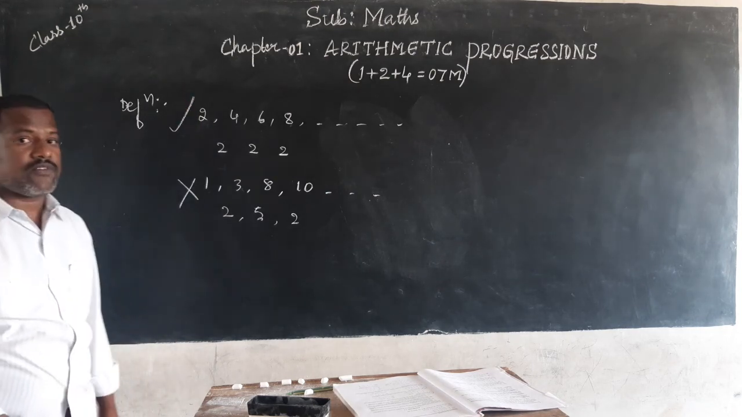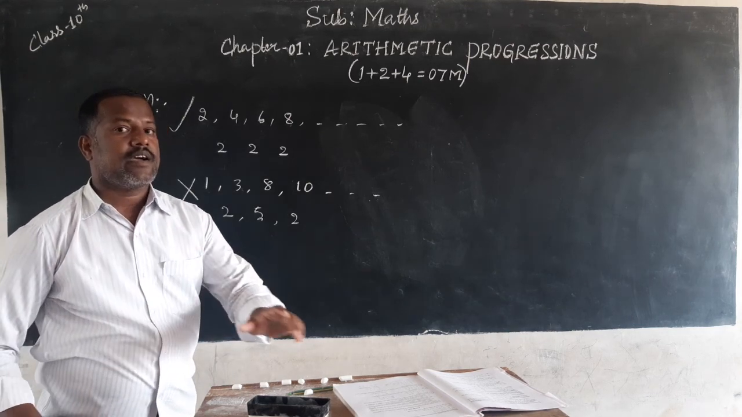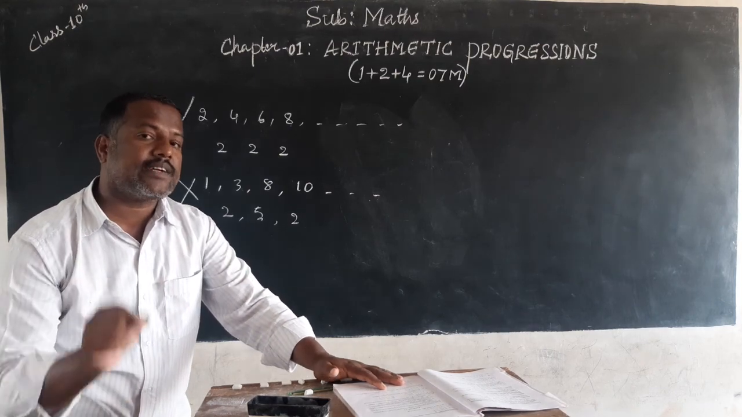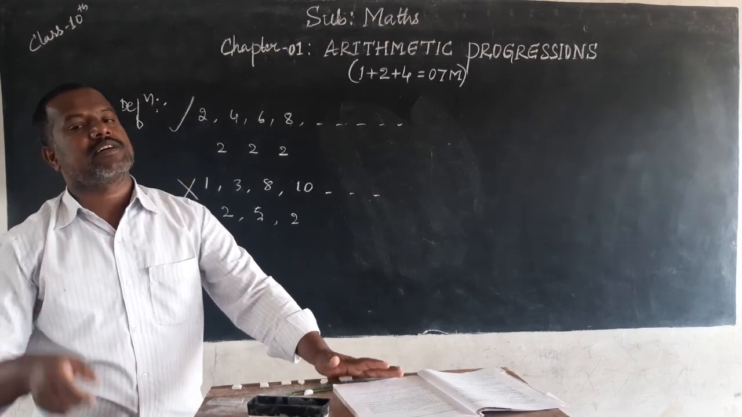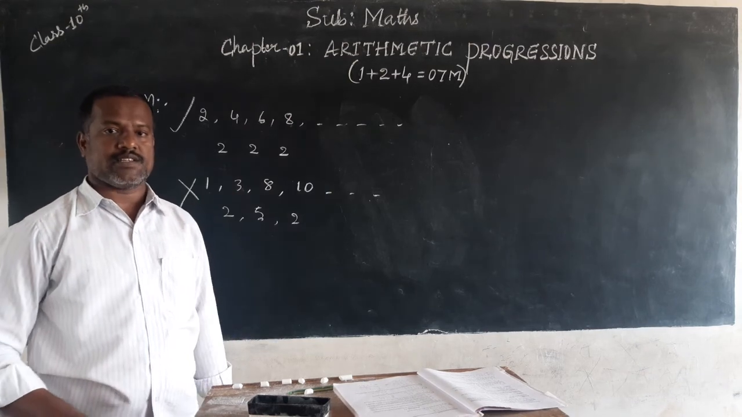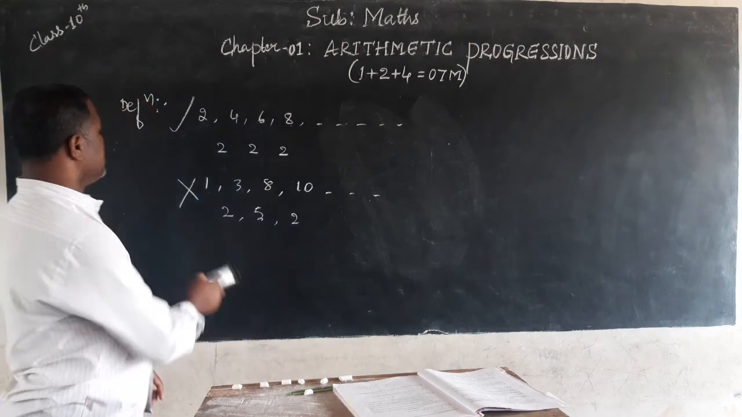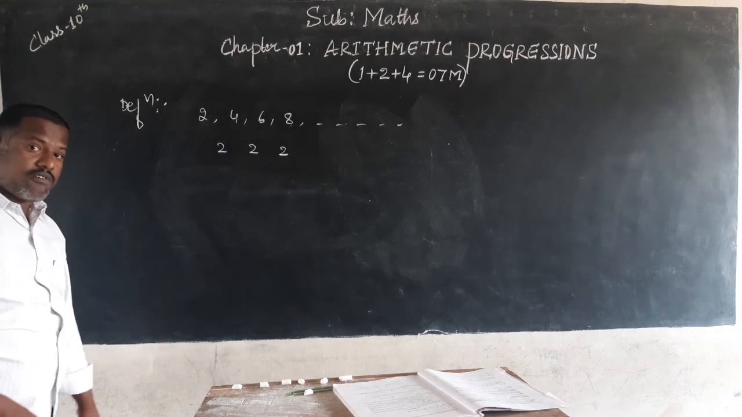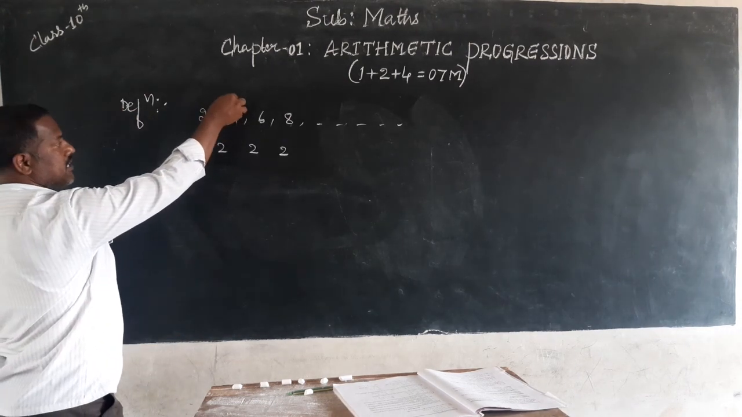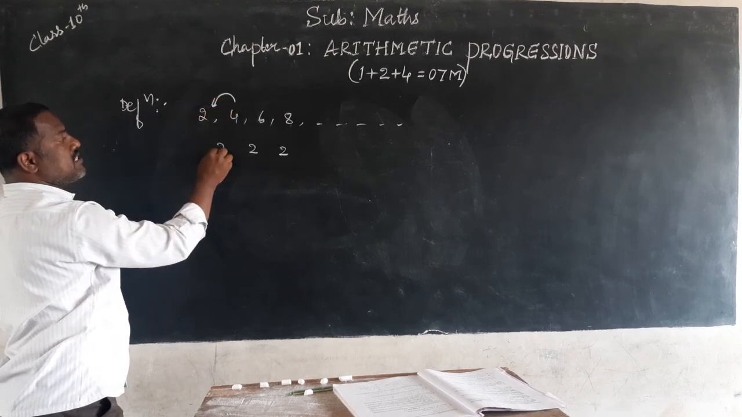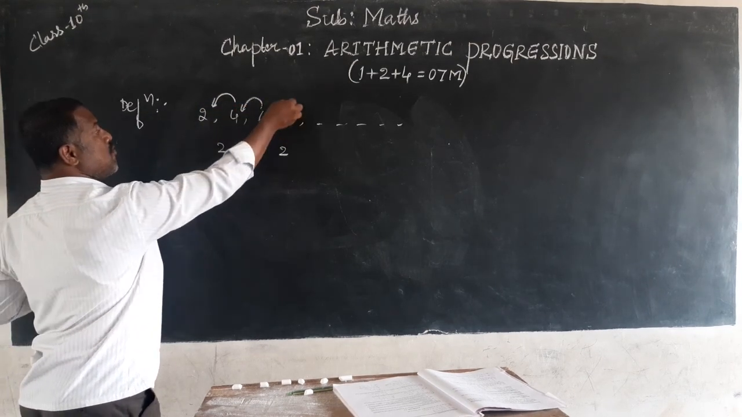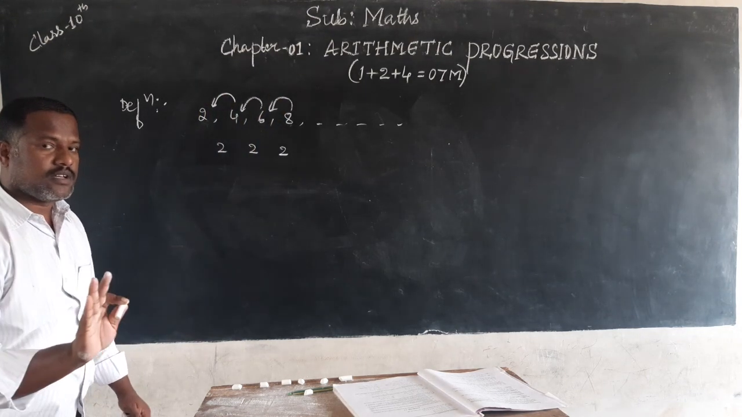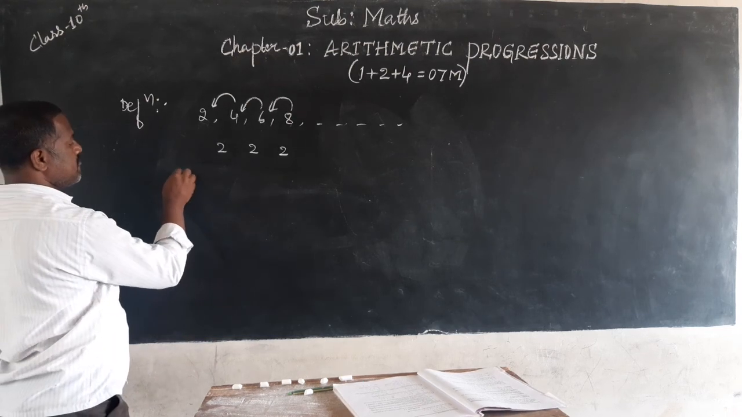If you come to the definition of arithmetic progression, listen carefully. Arithmetic progression is a progression in which the difference between a term and its preceding term is always constant. Understand children? The difference between a term and its preceding term is always constant. Such a progression is called arithmetic progression. Dear students, write down the definition.